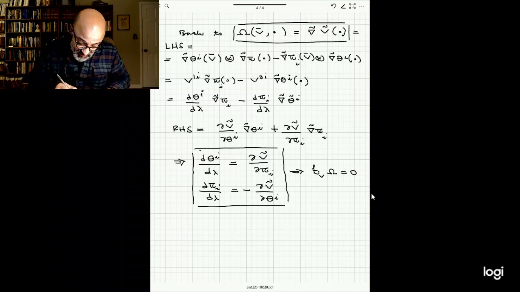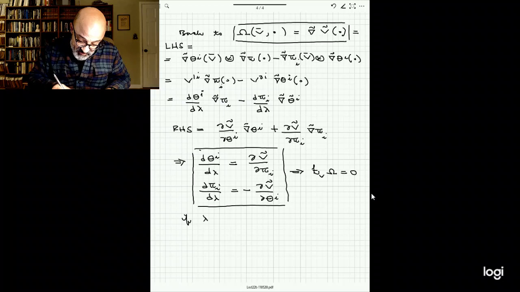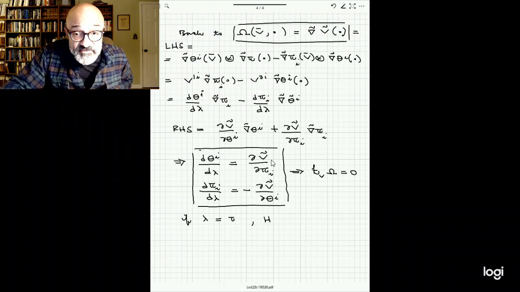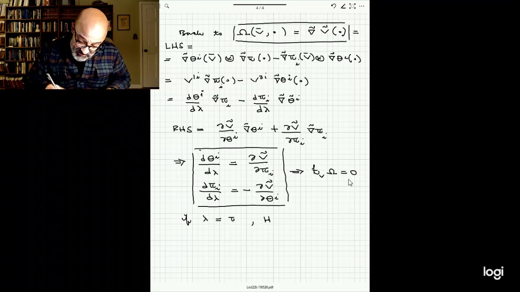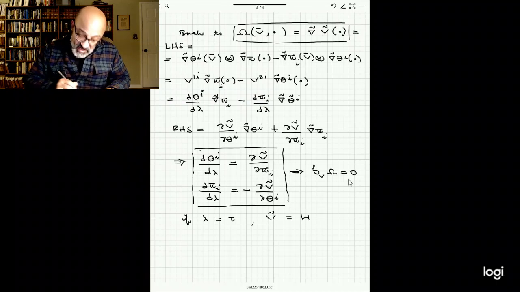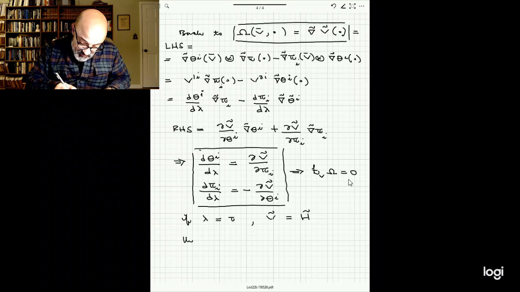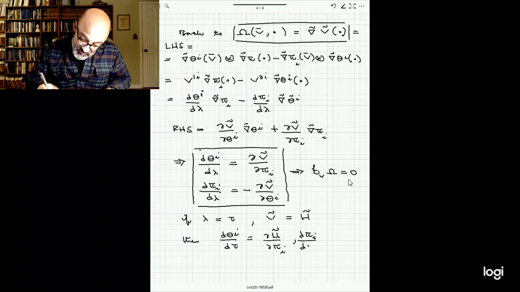If the parameter along the curve is called time, and the scalar function that you have here we call the Hamiltonian, then what we have here is that the rate of change of the coordinate is equal to the derivative of the Hamiltonian with respect to the momentum, and the rate of change of the momentum is equal to minus the derivative of the Hamiltonian with respect to position.